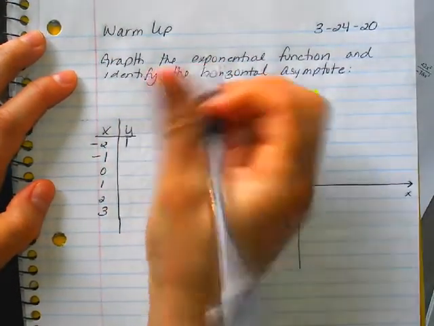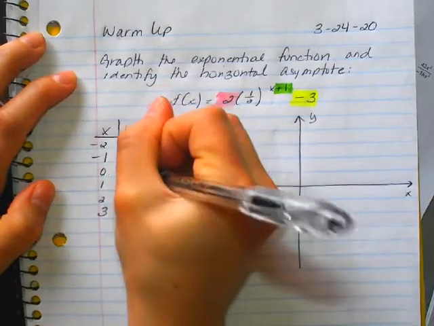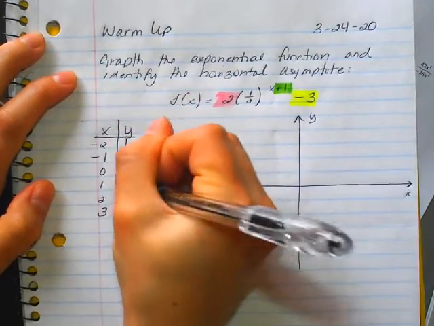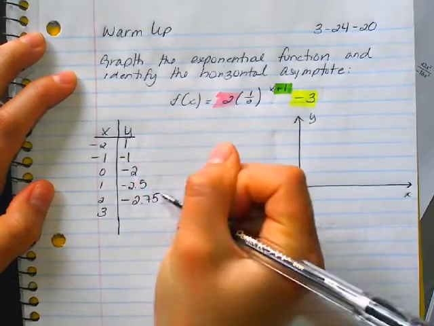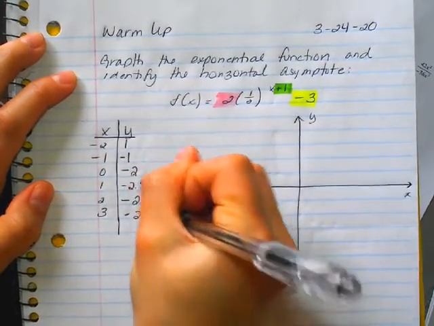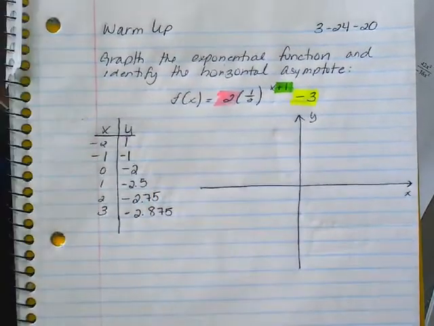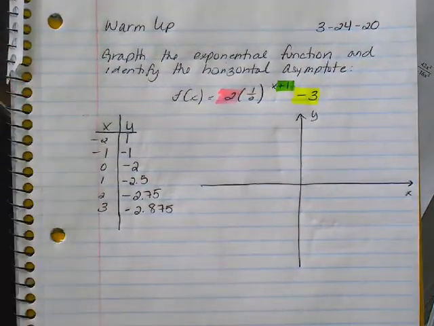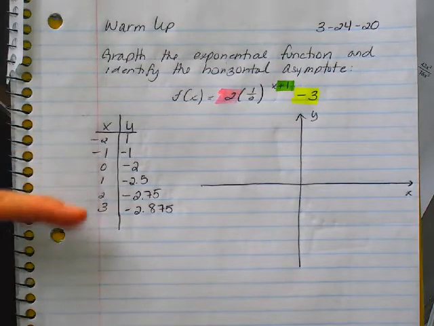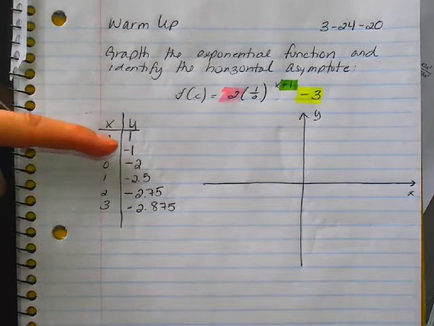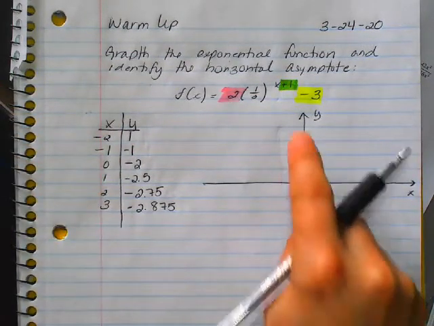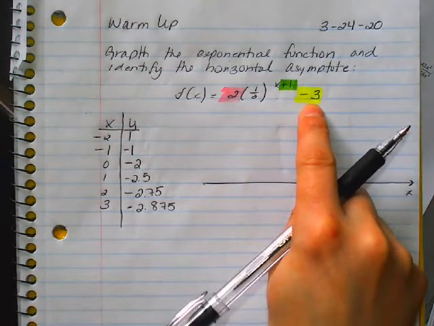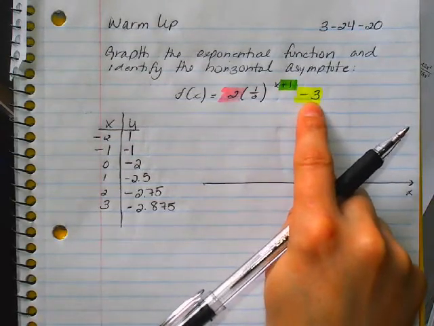And I have these filled out already to save some time here. Okay, and just looking at the table, we can already predict what the horizontal asymptote is going to be. We see that as the x values increase, the y values get closer and closer and closer to -3. So if you've noticed this from yesterday, hopefully you saw this pattern. The horizontal asymptote is always the k term.